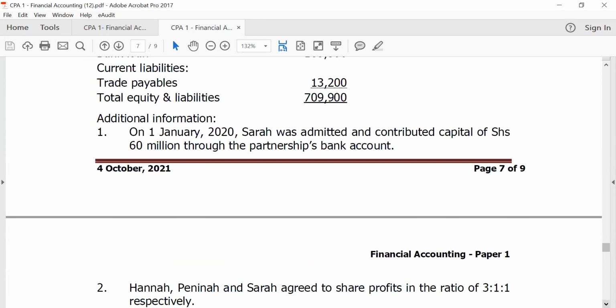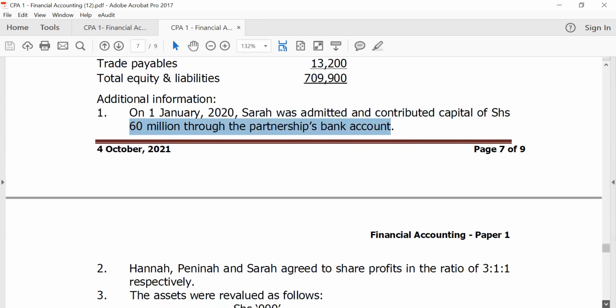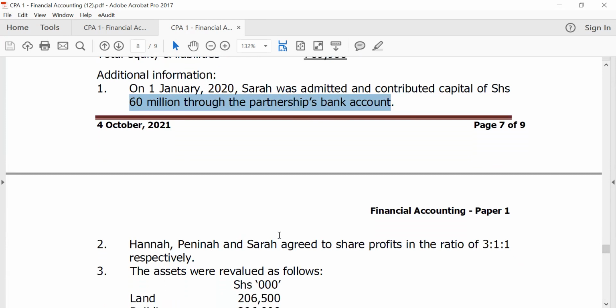Now, additional information is telling us that on 1st January 2020, when they admitted Sarah, she contributed a capital of 60 million through the partnership's bank account. Hannah, Penina, and Sarah agreed to share profits in the ratio of 3 to 1 to 1.